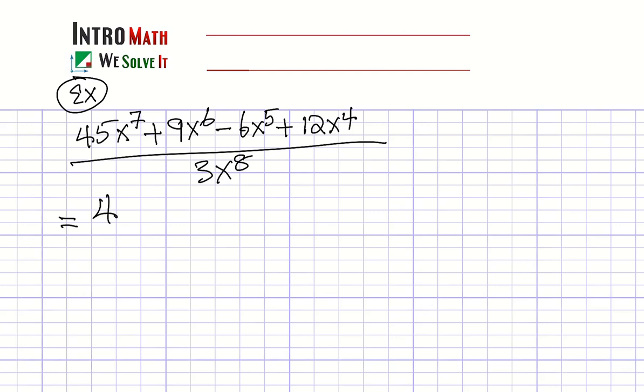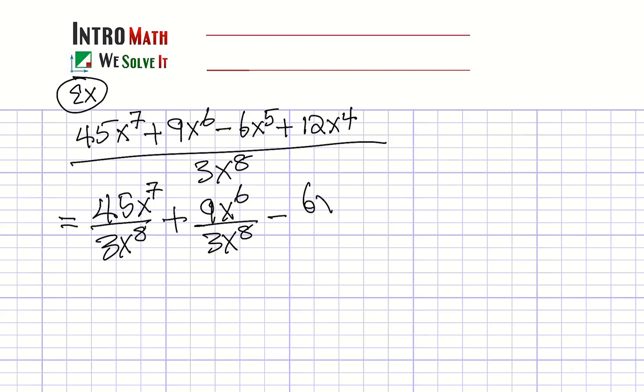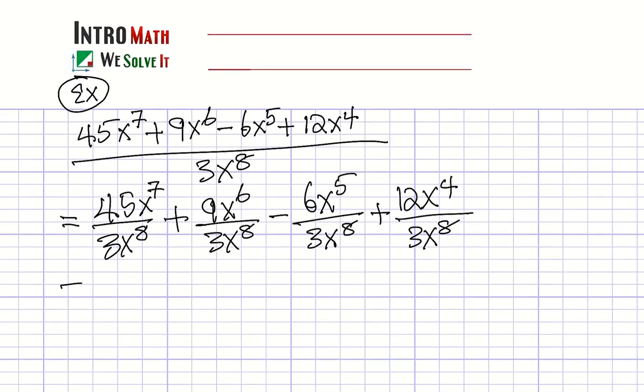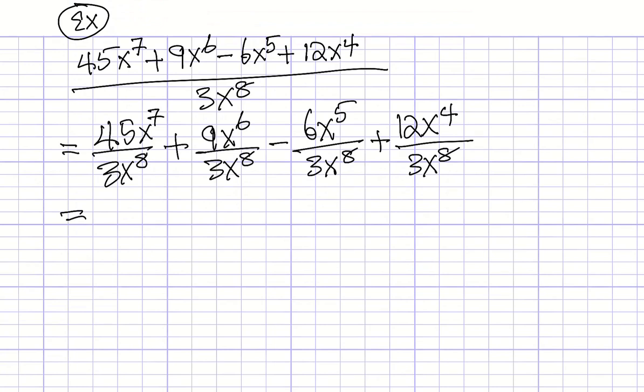It's 45x raised to the power 7 over 3x raised to the power 8, plus 9x raised to the power 6 over 3x raised to the power 8, minus 6x raised to the power 5 over 3x raised to the power 8, plus 12x raised to the power 4 over 3x raised to the power 8. You see that, right? We just simplify. That's all we gotta do. It's nothing to be scared of. We just simplify the stuff and go.